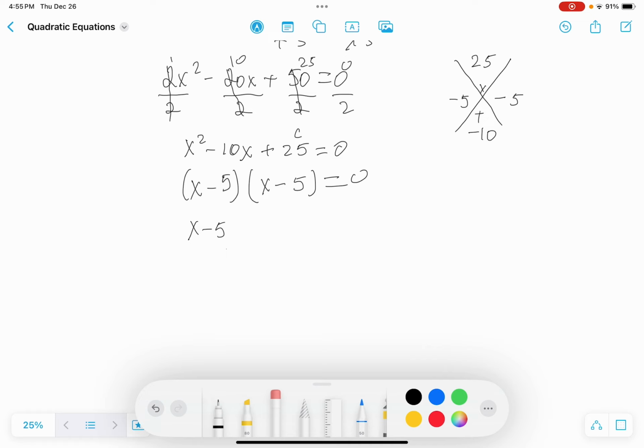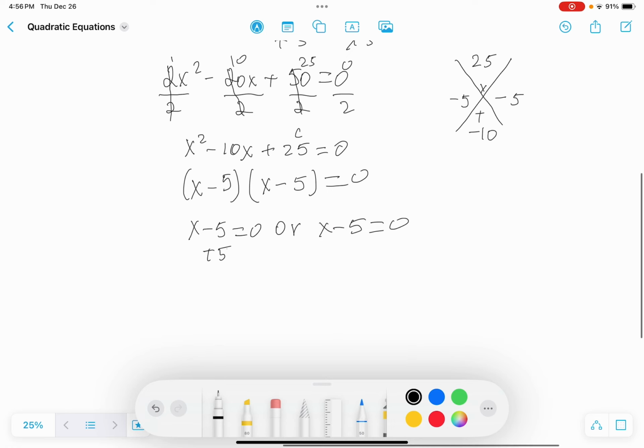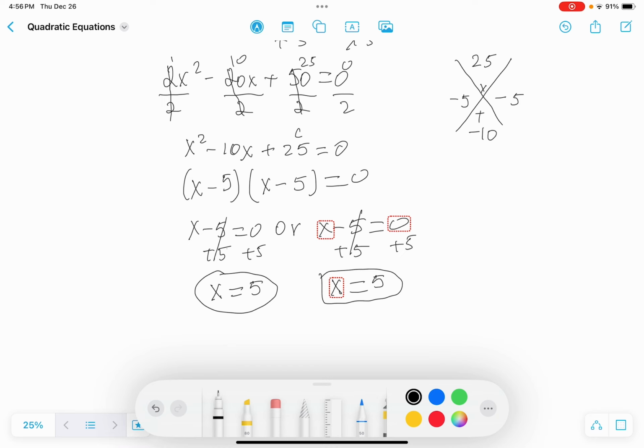So if x minus 5 equals 0, or the second parenthesis, x minus 5 equals 0. It's the same thing, but it's repeated twice. Here we add 5 on both sides. So minus 5 plus 5 is cancelled out. So x equals 0 plus 5, which is 5. So that's one of the solutions. And we solve the second one by adding 5 on both sides. It is the same thing, so x equals 0 plus 5 equals 5. So that's the second solution.